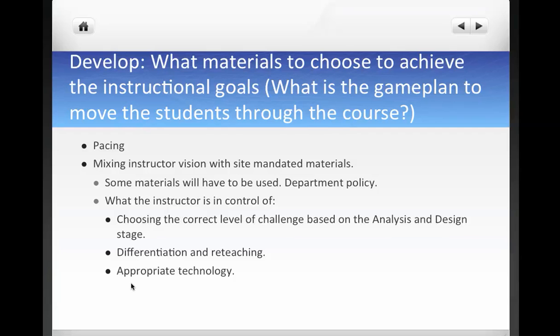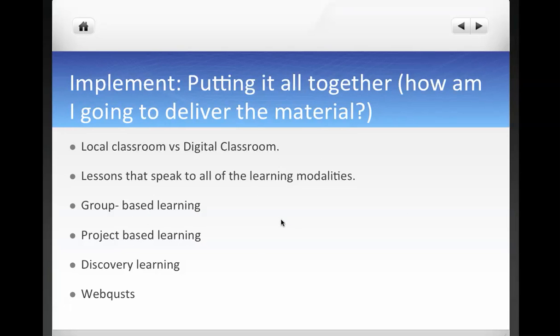And then the appropriate technology: does the technology make the learning objective easier for the students? Does it make it more interesting for the student, make it easier for the student to achieve the goal, rather than just being technology in a course? So that's most of the things that I consider when coming up with the game plan.